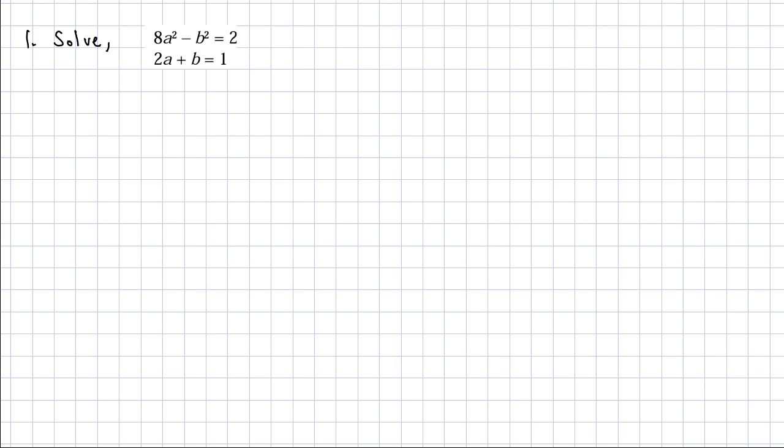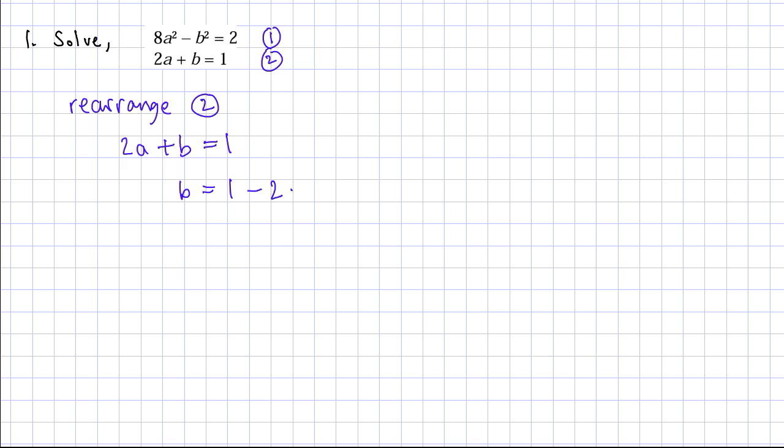So I'm going to number my equations. It's going to be 1 and it's going to be 2. Now the first thing I'm going to do, I'm going to rearrange this equation to make b the subject, because that's going to be quite easy. So rearrange equation 2. So equation 2 is 2a plus b is equal to 1. And if I rearrange it to make b the subject, b is equal to 1 minus 2a.